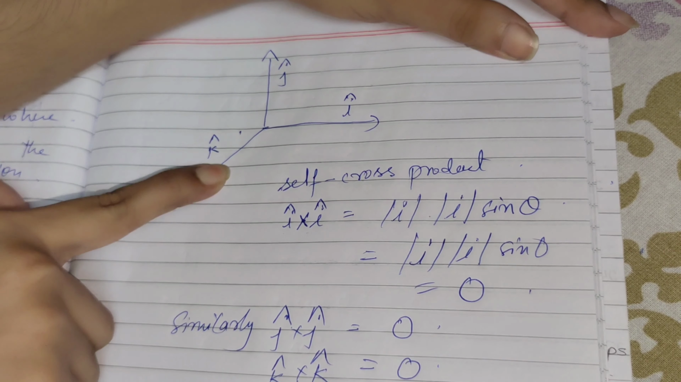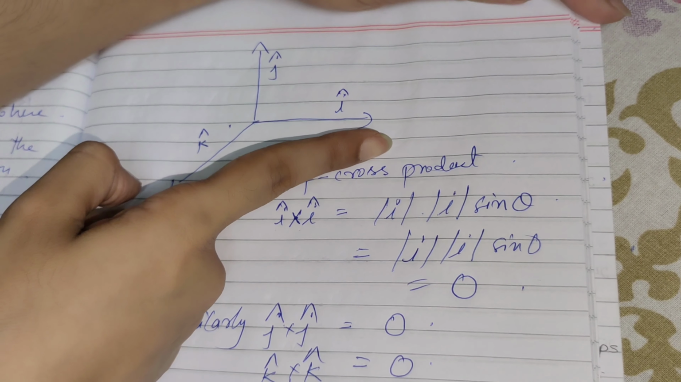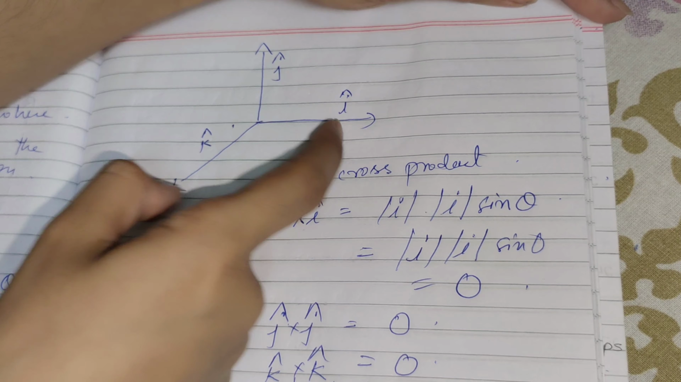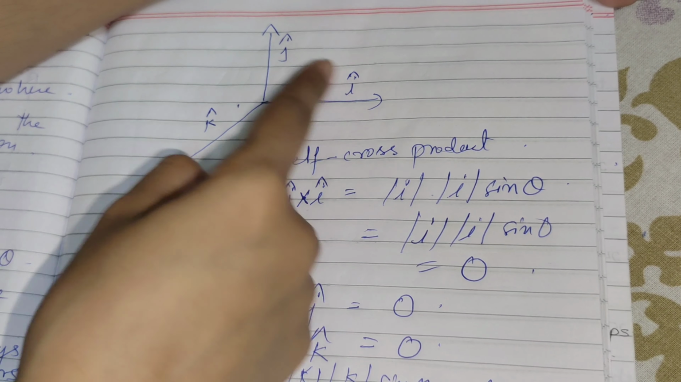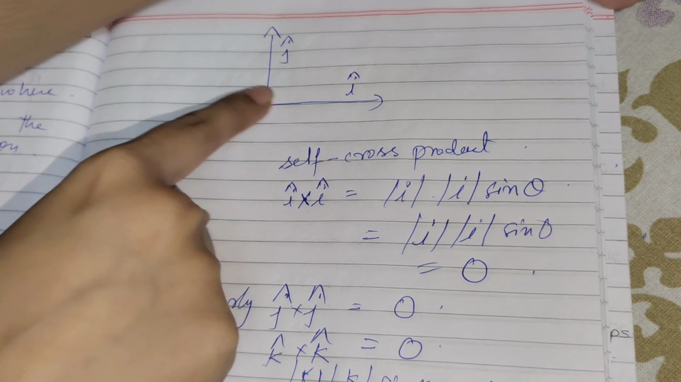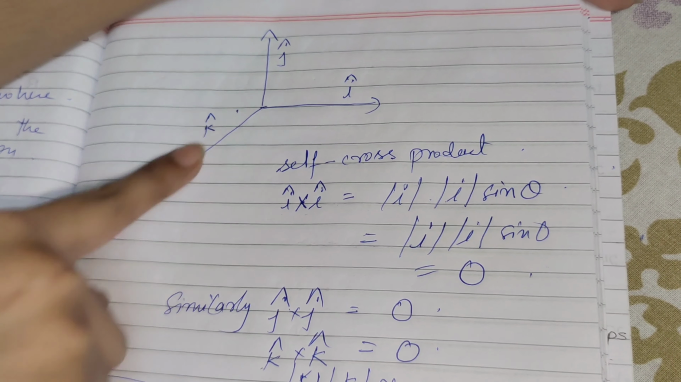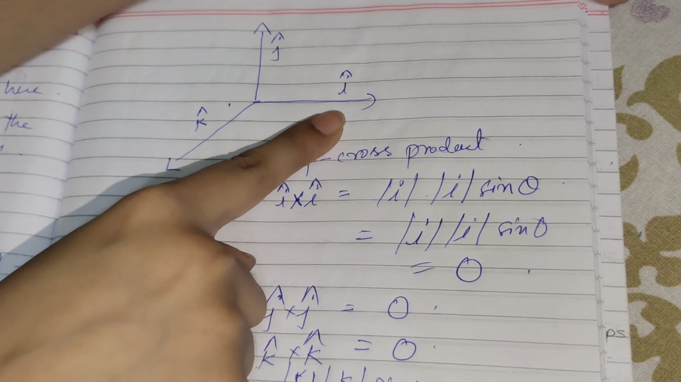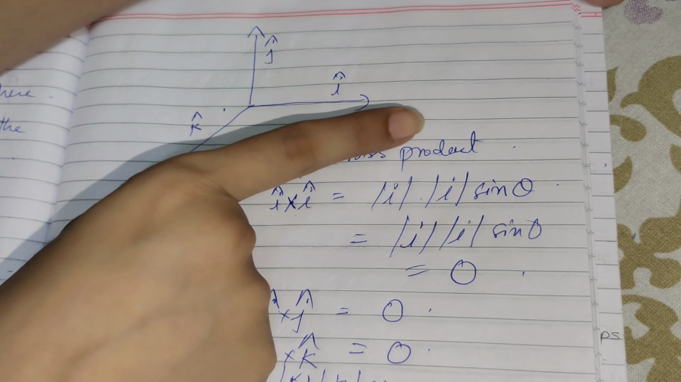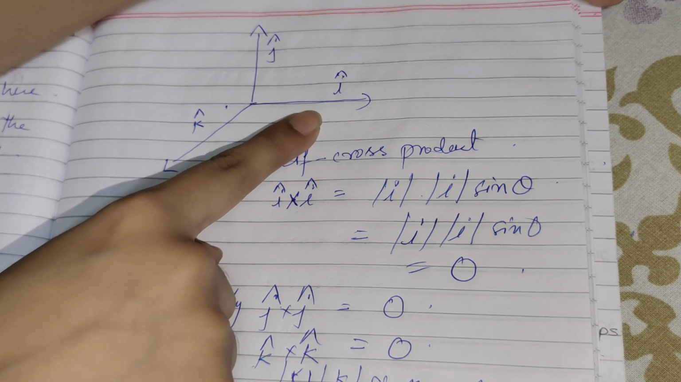From J to K, I will be the direction, and from K cross I, J would be the direction. See, this is some cyclic order we are getting. If you see, there is a cyclic order. I to J, the direction would be K. K to I, the direction would be J. And J to K, the direction would be I, right?